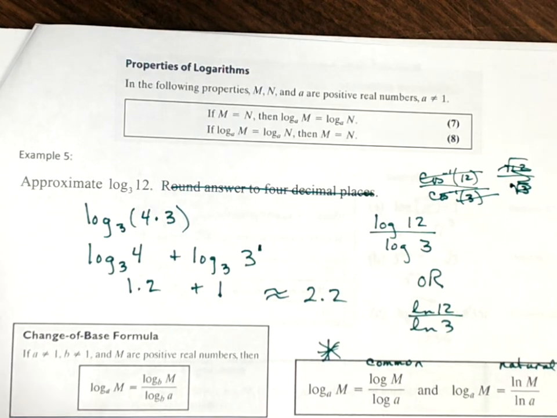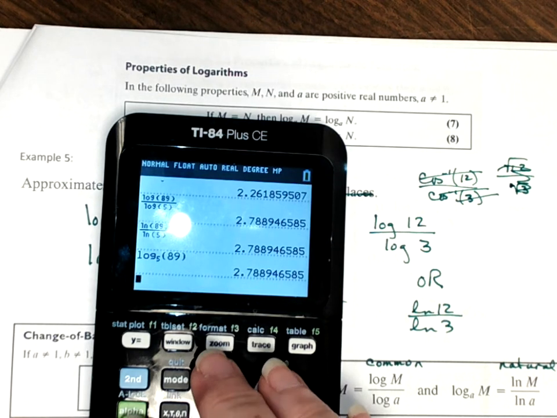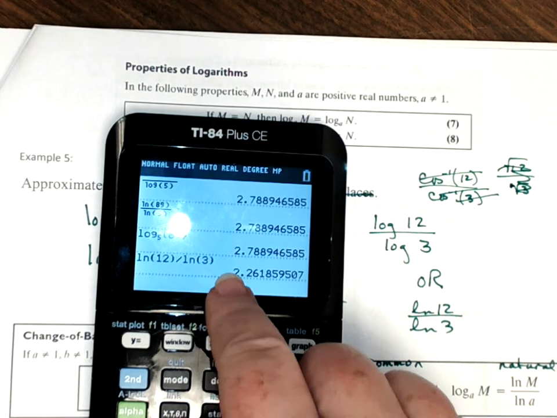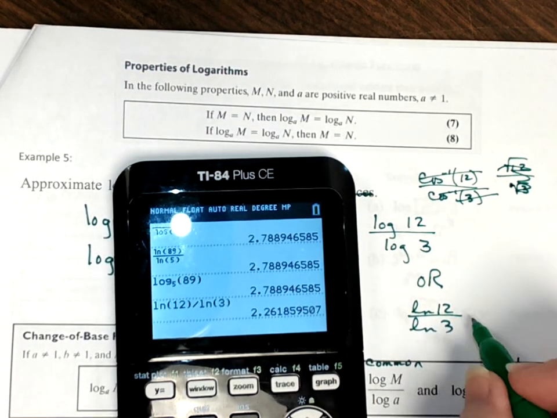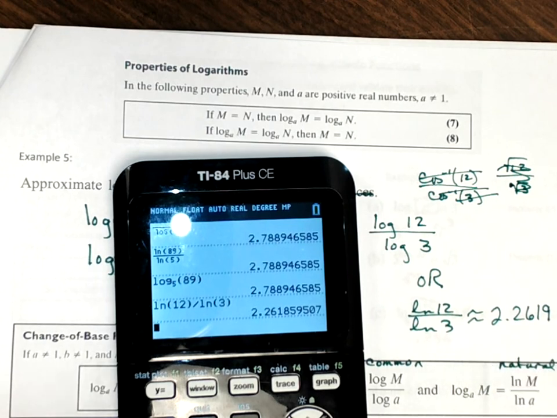And so I've got natural log of 12 divided by the natural log of 3, and we'll get 2.261, just what we got before. Approximately 2.2619, and now we have it to 4 decimal places.